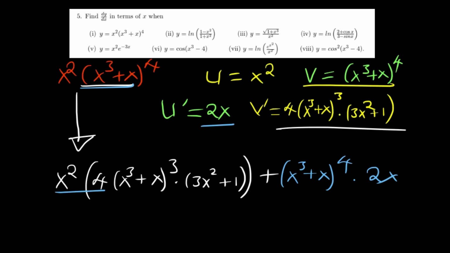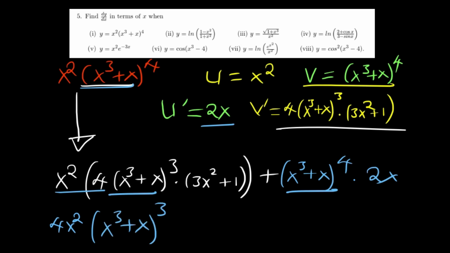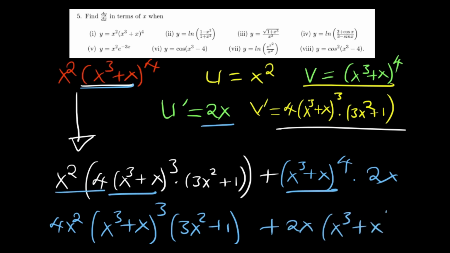Now at this point, 4 times that is going to be 4x squared. I can start with that part if I want to, or instead I can factorize. If we are going to do that, let's first of all multiply. So we have 4x squared, and then we remain with x to the power 3 plus x to the power 3, and then we have 3x squared plus 1 in brackets. Now the other part we will have 2x and then x to the power 3 plus x raised to the power 4. So this is where we've ended, and if you want you can take an extra step by simplifying the solution by factorizing.